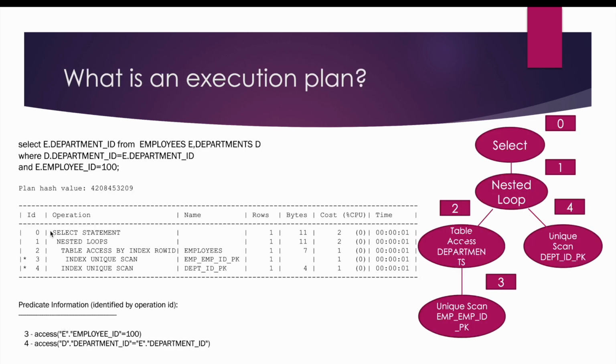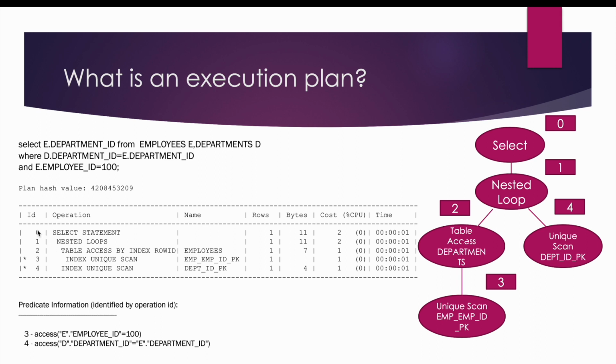In this example, we will see how to read an execution plan or determine the order of operation using a parent-child relationship diagram. This is a very simple example of a join between two tables, employees and departments, where d.department_id is equal to e.department_id and e.employee_id is equal to 100. When I execute this query, Oracle generates this execution plan, and it has 5 operations ranging from 0 to 4.